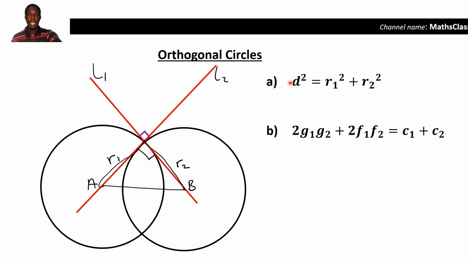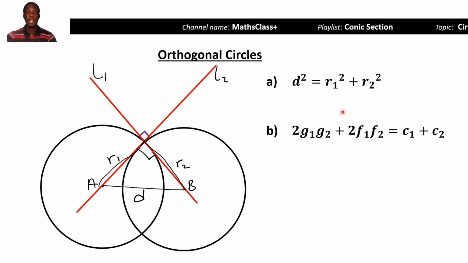The D as I used here is the distance AB. And so the distance AB squared is equal to R1 squared plus R2 squared. That is the Pythagoras theorem developed from the triangle that we have drawn here. I hope this is understandable. And so when we have two circles and we are to show or prove whether they are orthogonal, that is the first condition we can use.